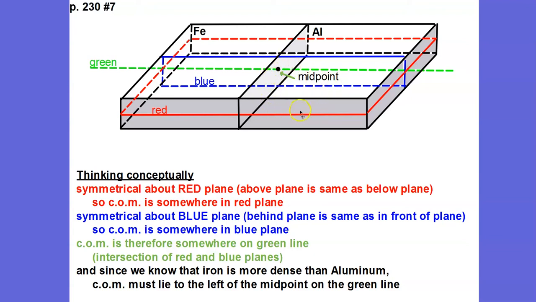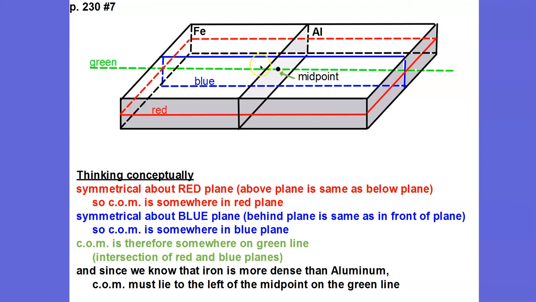It must be in the red plane. And if the left side was the same as the right side, then the center of mass would also lie in the black plane. But it's not. The iron side is more dense. It is heavier than the aluminum side. So that means my center of mass lies in the intersection of the blue plane and the red plane, because it must be in both of those planes.